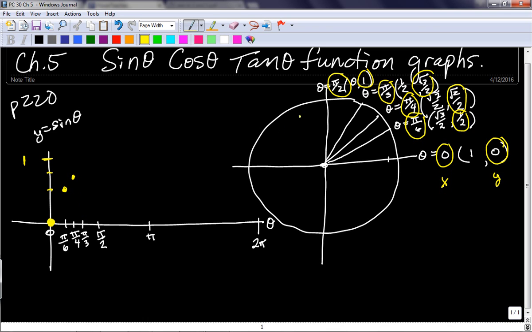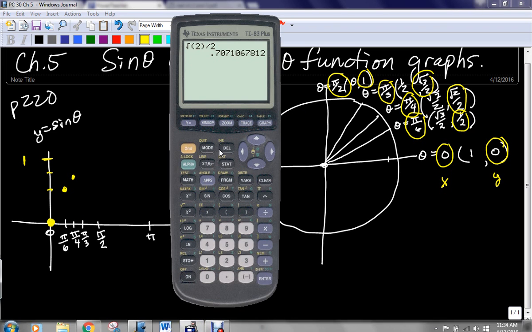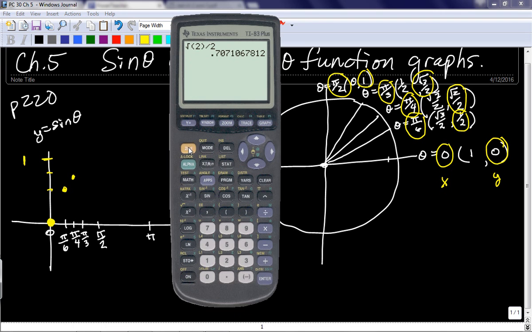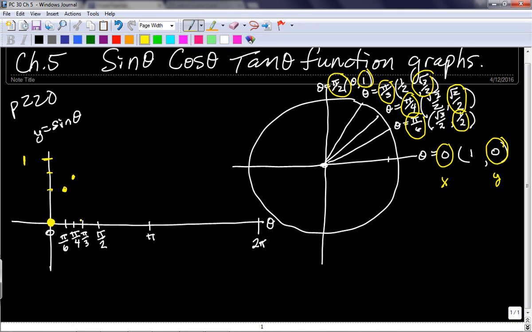Okay, so now root 3 over 2. What is root 3 over 2 as a decimal? Anybody know offhand? Yeah, that's right. 0.86 something. So root 3 divided by 2 is 0.8660. So we go from here, and I'm going to put 0.8660. So right about there. And of course, we move along, and pi over 2 has a sine value of 1.